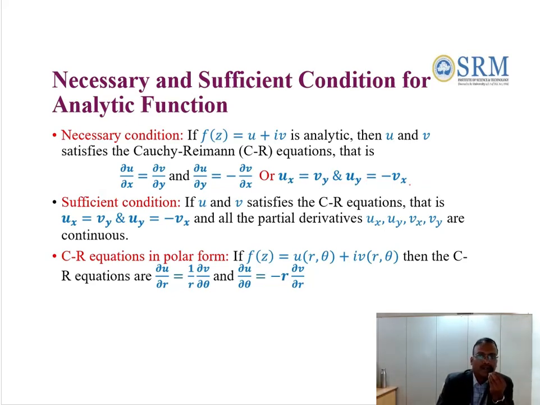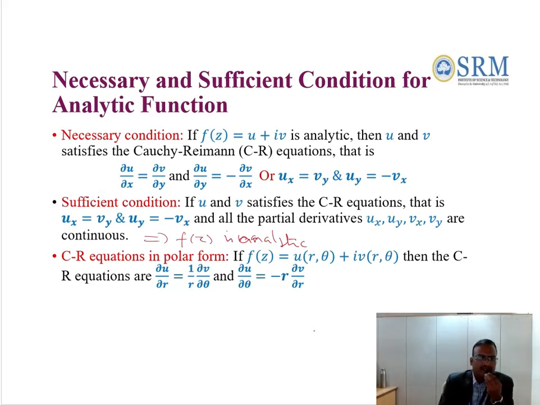Okay, now what are the sufficient conditions? The sufficient condition for an analytic function is: if u and v satisfy the CR equations, that is, ux equal to vy and uy equal to minus vx, and all the partial derivatives are continuous, that is, ux, uy, vx, vy are all continuous, then the function f of z is analytic. Then only the function is analytic.